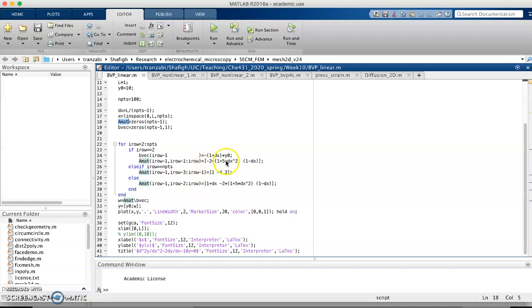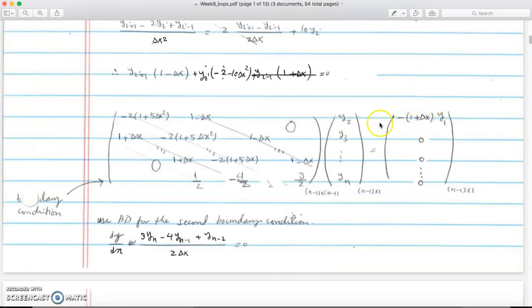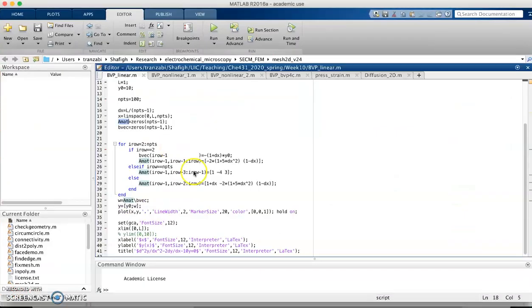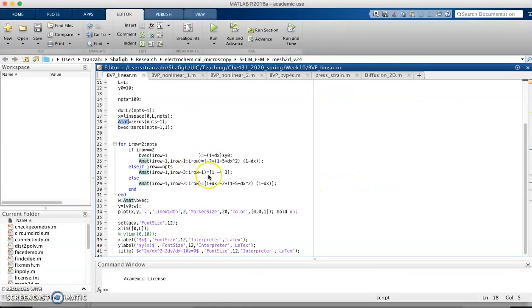And for the first row, the right side is minus 1 plus delta x times y naught, and that's exactly what I have here. The 2 coefficients are minus 2 times 1 plus delta x squared and 1 minus delta x. And the last row coefficients are 1/2, minus 4/2, and 3/2. That's what I have here. And then all other rows have the 3 coefficients we just talked about. So anyways, I assemble my A matrix here.